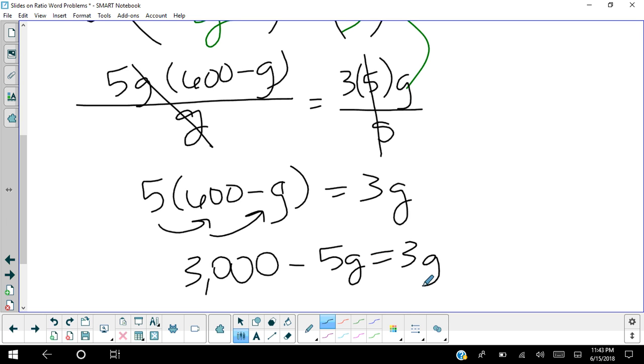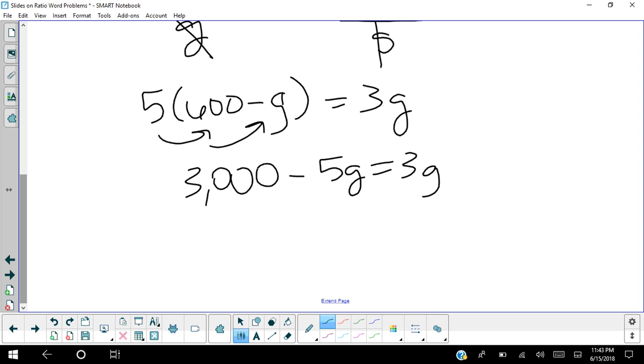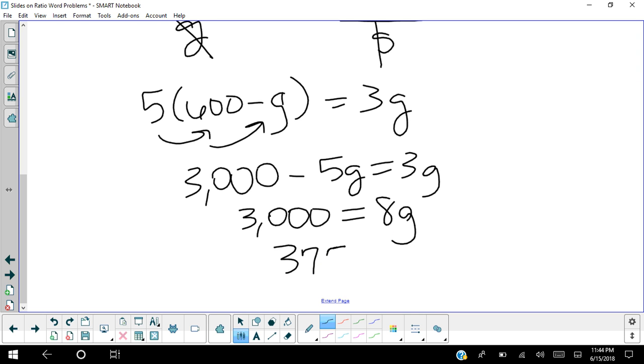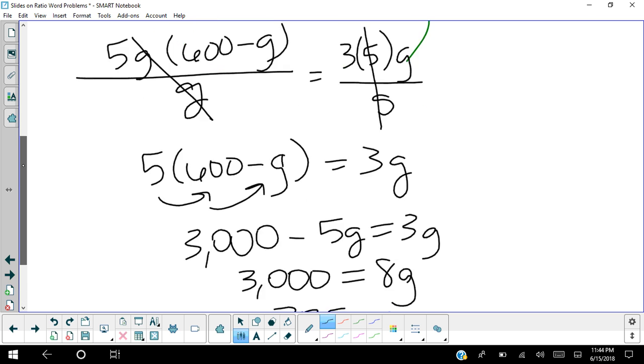I'm going to add 5g to both sides so that my g's are positive and they're on the same side in just one step. So 3,000 is 8g, and so now I have to take 3,000 divided by 8. I get 375 equals g. Well, what was g? That was the number of girls. I try to always pick letters that go with what they stand for. So g was girls. So I have 375 girls.